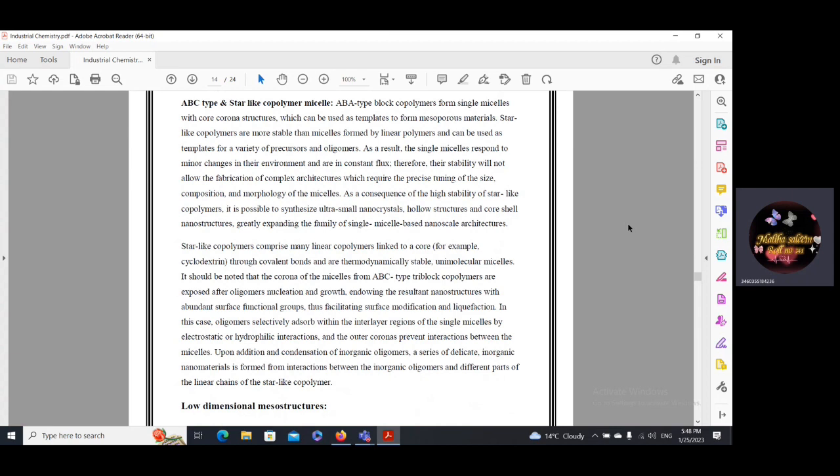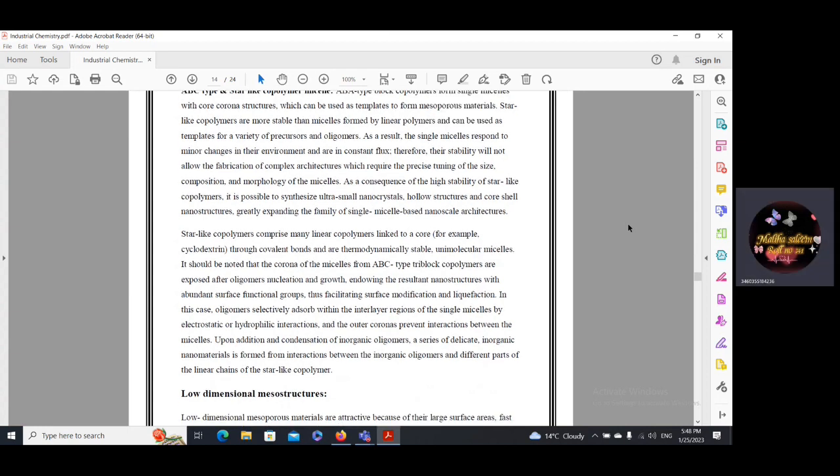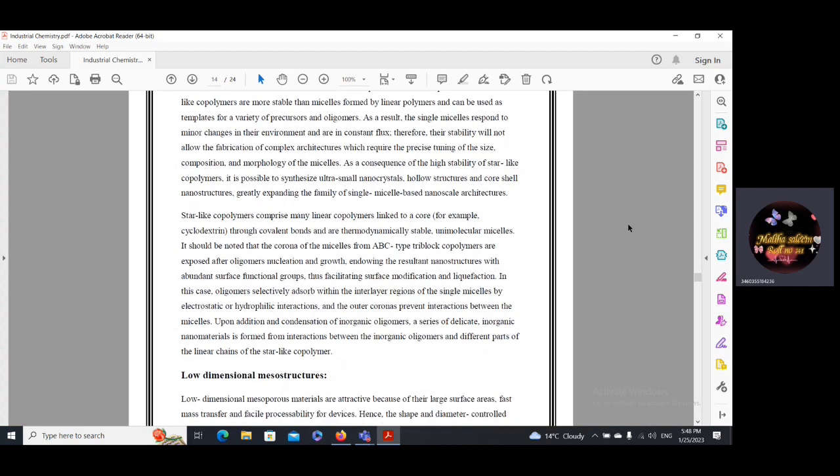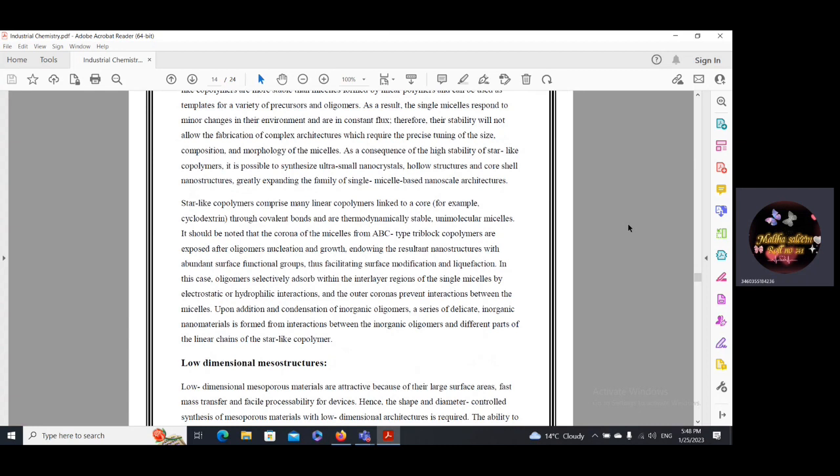As a result, the single micelle responds to minor changes in their environment and is in constant flux. Therefore, their stability will not allow the fabrication of complex architectures, which requires the precise tuning of the size, composition, and morphology of the micelles. As a consequence of the high stability of star-like polymers, it is possible to synthesize ultra-small nanocrystals, hollow structures, and core-shell nanostructures, greatly expanding the family of single micelle-based nanostructure architectures.